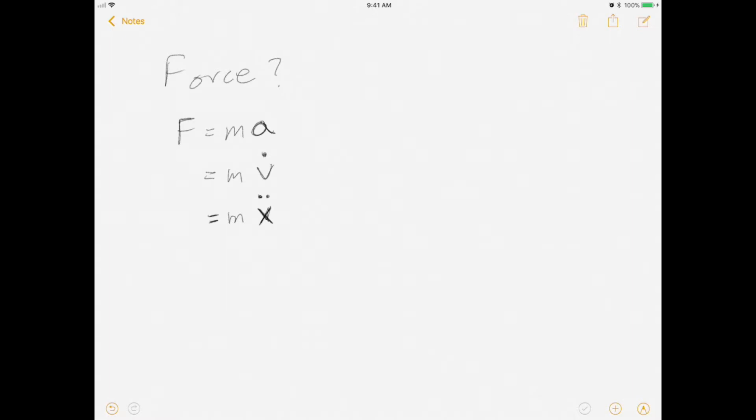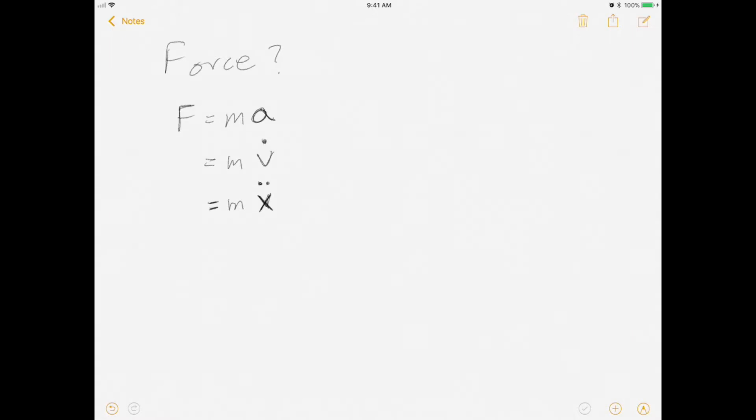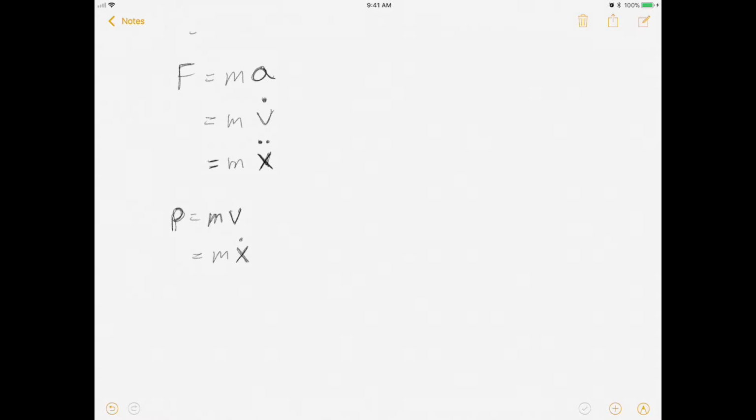Remember in the first video how I used x dot to represent velocity? There's a reason for that, and I'll show you later. But what is momentum? Momentum is equal to mass times velocity, right? And in our earlier example of force up here, we also stated that that could equal mass times the first derivative of displacement, right? So we have this representation.